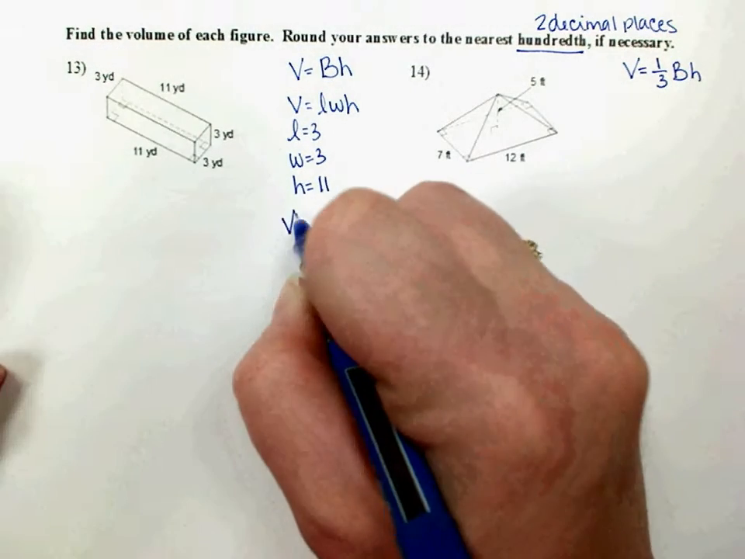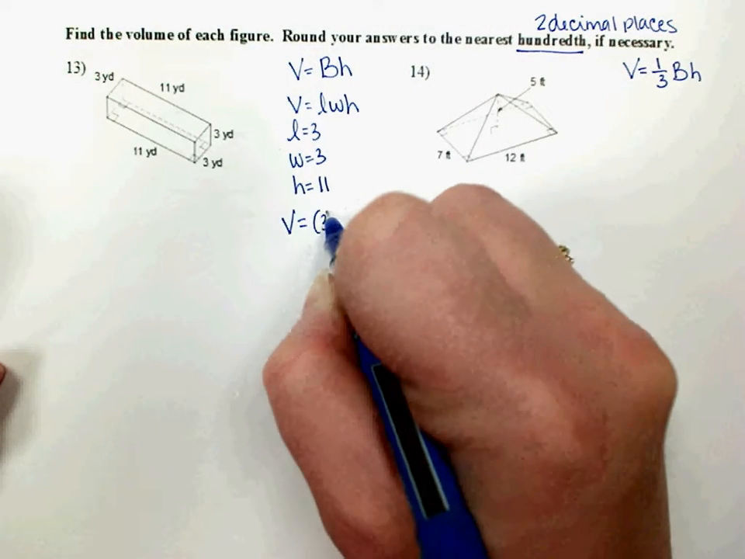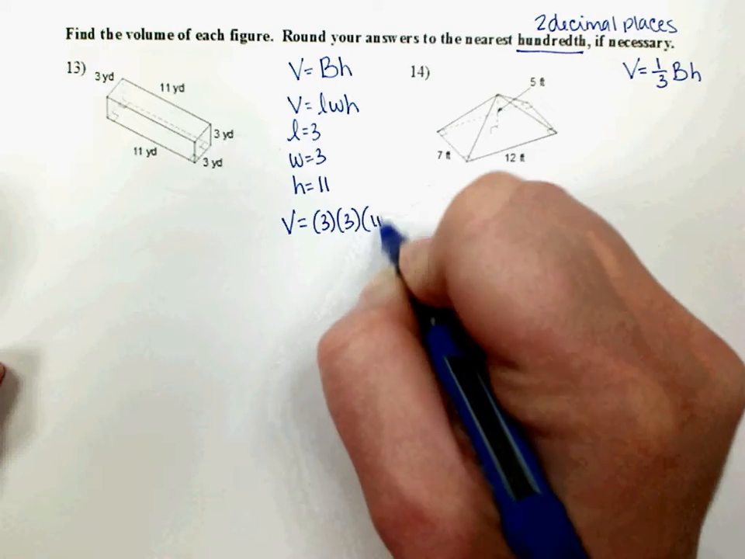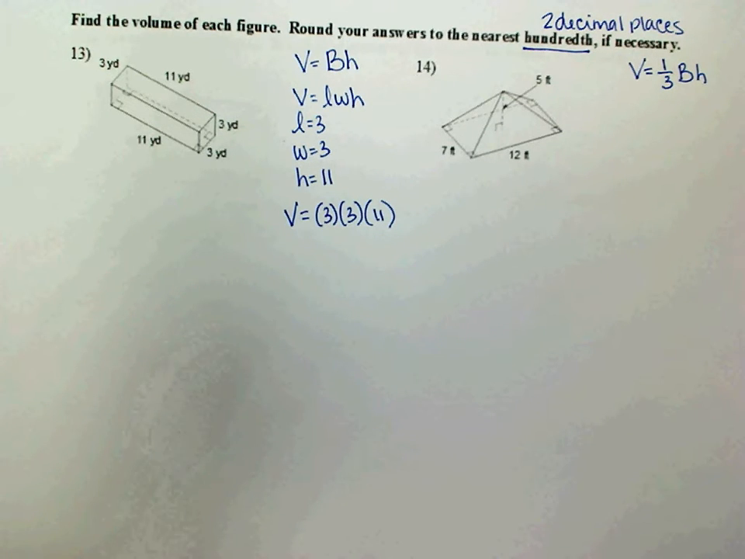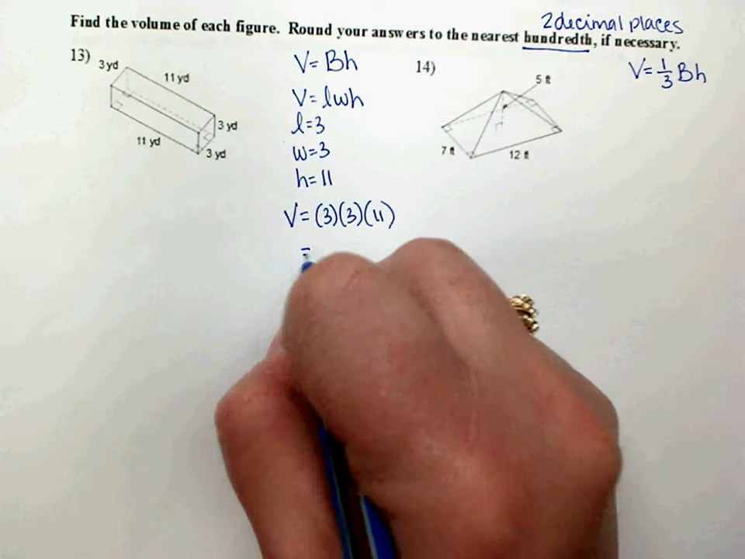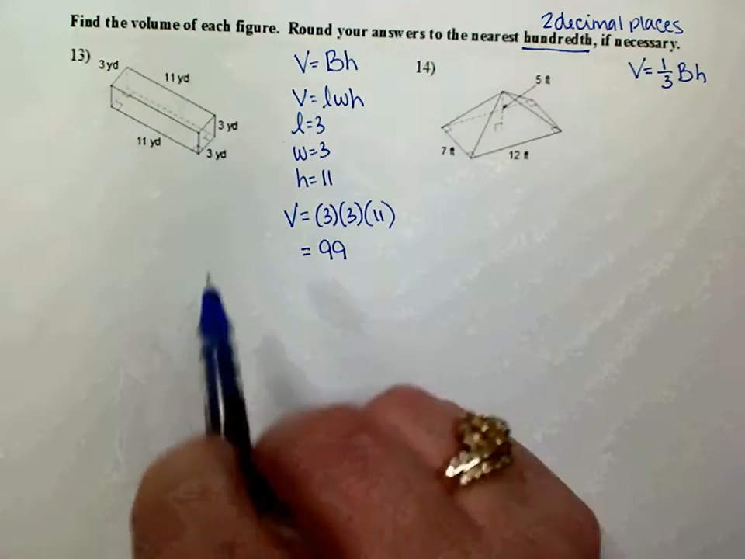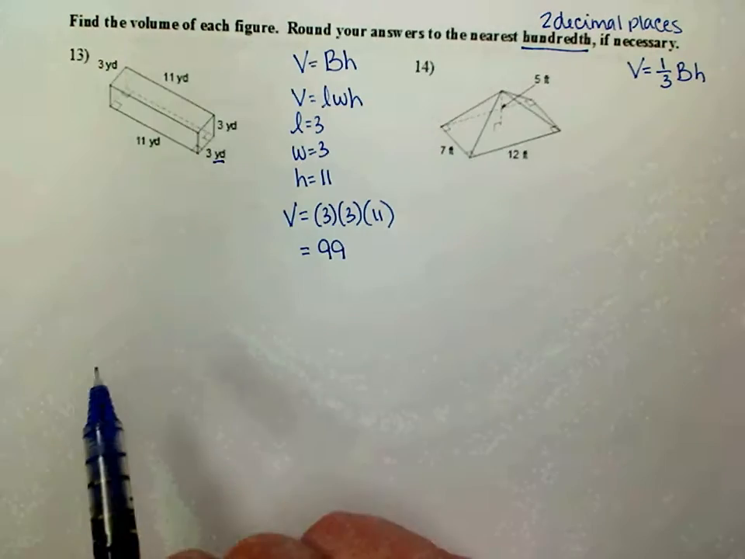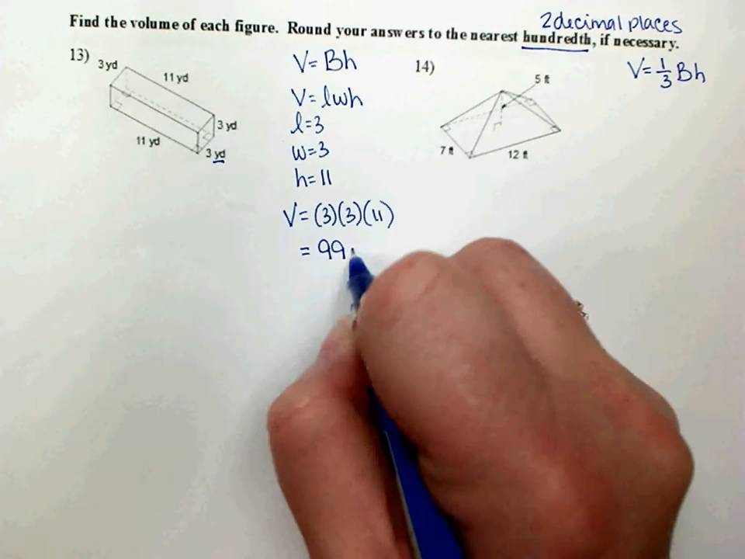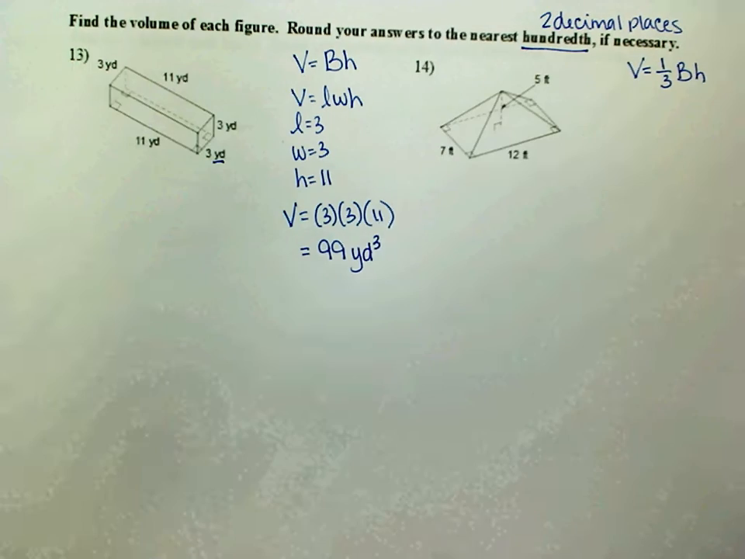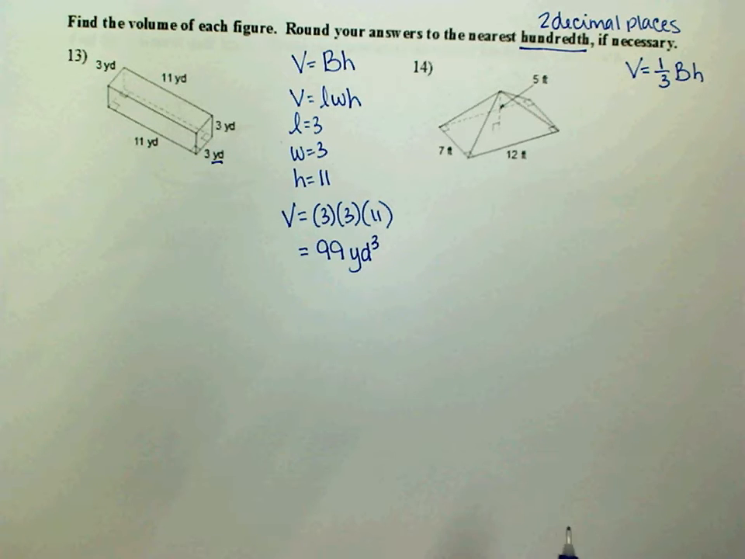So our volume is simply going to be 3 times 3 times 11. And again, the order does not matter, since that's all multiplication. So we're just multiplying 3 times 11, and we get our volume is 99. Now we were given units as yards, and we multiplied yards times yards times yards, so our units are yards to the 3rd power. So 99 cubic yards is the volume for number 13.